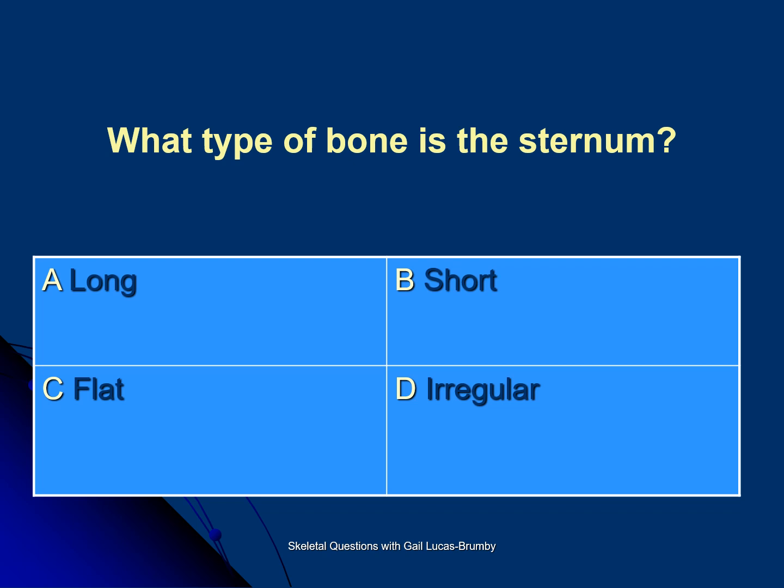What type of bone is the sternum? Is it A, a long bone? B, a short bone? C, a flat bone? Or D, an irregular bone? And the answer is C, it's a flat bone.